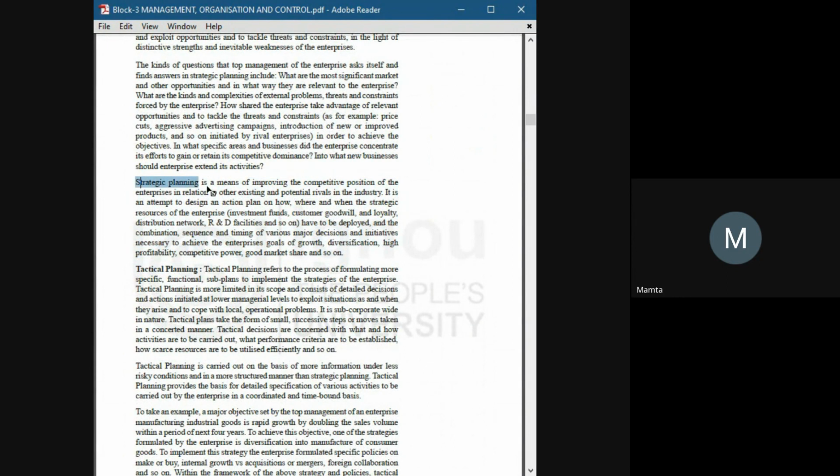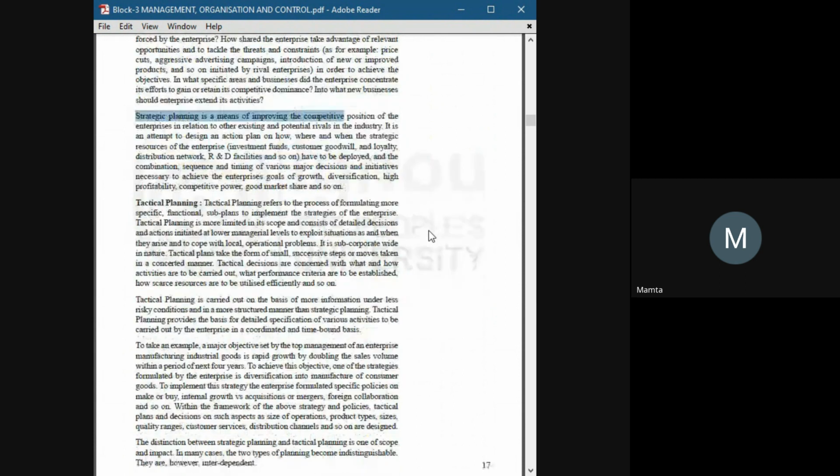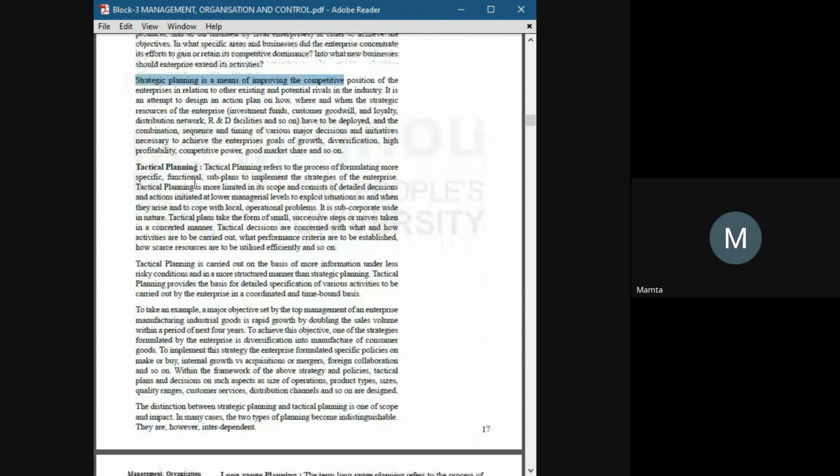Strategic planning is a means of improving the competitive position of the enterprise in relation to other existing and potential rivals in the industry. It is an attempt to design an action plan on how, where, and when the strategic resources of the enterprise have to be deployed, and the combination, sequence and timing of various major decisions and initiatives. I guess it's clear. Moving to the next type of planning, which is tactical planning.